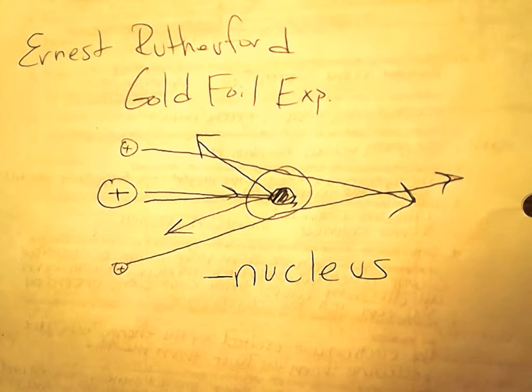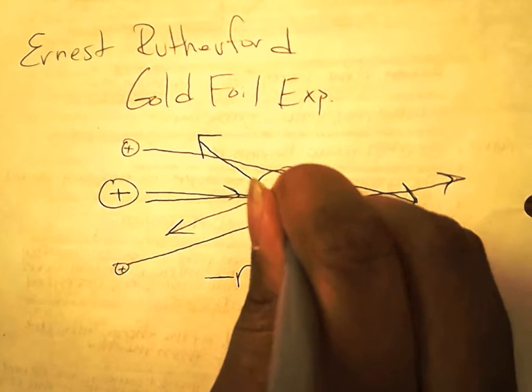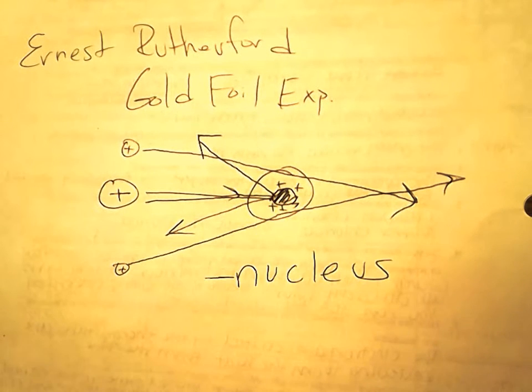Now, what else can we assume about that nucleus if the positive things I'm shooting at it are being deflected away from it? Say it again. It has a positive charge. There must be some type of positively charged force in that middle area. If I'm shooting something positive at it and the positive things won't stick around, what's the only force that will immediately reject something positive? Something else that is positive. Because we know that two positives are not attracted to each other.